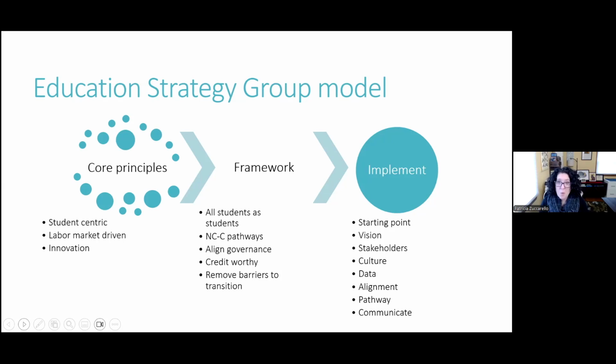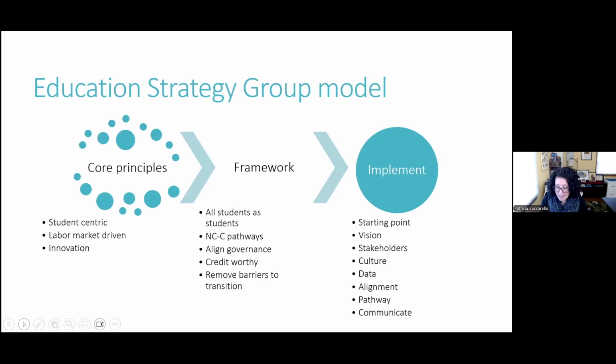In order to make that work, there was a lot of governance aligning that needed to happen. Again, sometimes we think about silos of credit programming and non-credit programming. So these colleges were really trying to figure out how to put credit and non-credit under a single umbrella. And again, they did a little bit of work about the credit worthiness of non-credit, especially certificates, and figuring out how to really leverage those as students are moving along the pathway, which again becomes about removing the barriers to transition. So that was their framework.